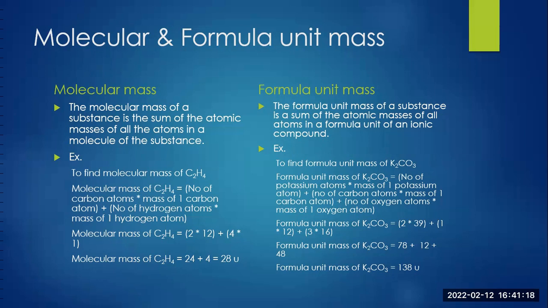Formula unit mass of a substance is the sum of the atomic masses of all atoms in a formula unit of an ionic compound. So the example is to find the formula unit mass of K2CO3. Therefore, the formula unit mass of K2CO3 will be mass of potassium plus mass of carbonate. And if we calculate the values by substituting respective masses, we get formula unit mass of K2CO3 or potassium carbonate as 138 u.